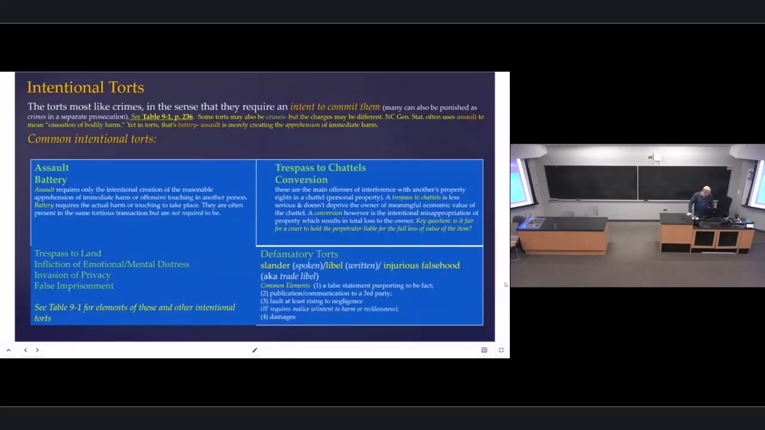And the party against whom the slander or libel is directed has to be able to prove damages in some sort. Reputational damages, lost business, my friends took my things and left town, some kind of compensable injury as a result of the defamation that they're suing for in court.